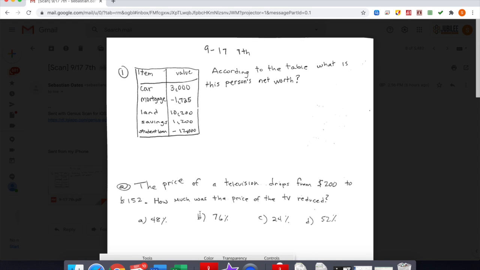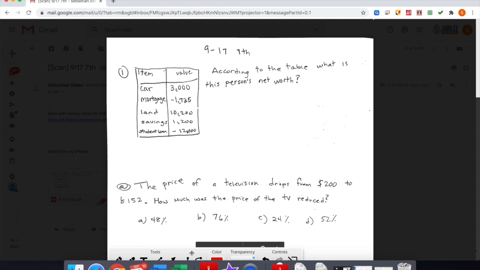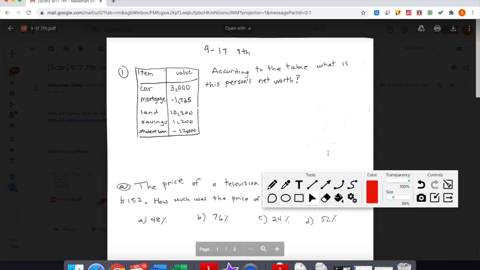So first we're going to talk about net worth. Net worth is how much money we have when we add up all of our assets, and then we subtract all of our liabilities. So we're going to add up all of the things that are worth value to us. We're going to add up all the things that take away value for us, and we're going to see how much this person's net worth is. So first we're going to look at what they have.